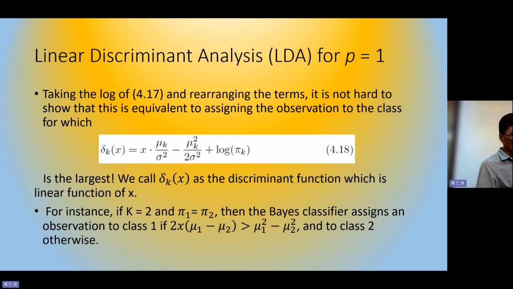For example, in this case, if K equals 2 and pi_1 equals pi_2, then we can determine the classifier. We call this the Bayes classifier. If 2x times (mu_1 minus mu_2) is greater than mu_1 squared minus mu_2 squared, then we can assign an observation to class 1. Otherwise, we will assign the observation to class 2. So basically, we need to find the Bayes classifier.